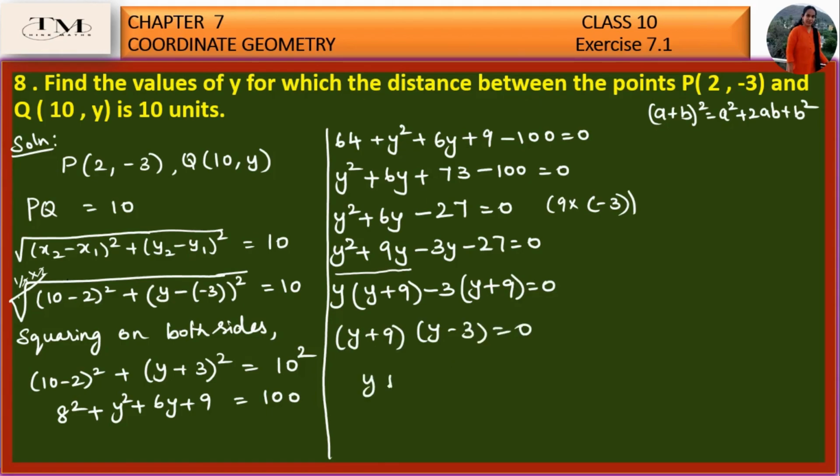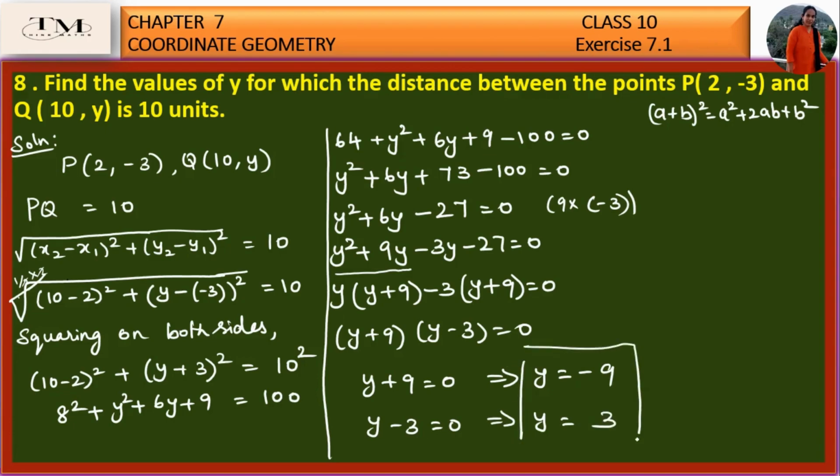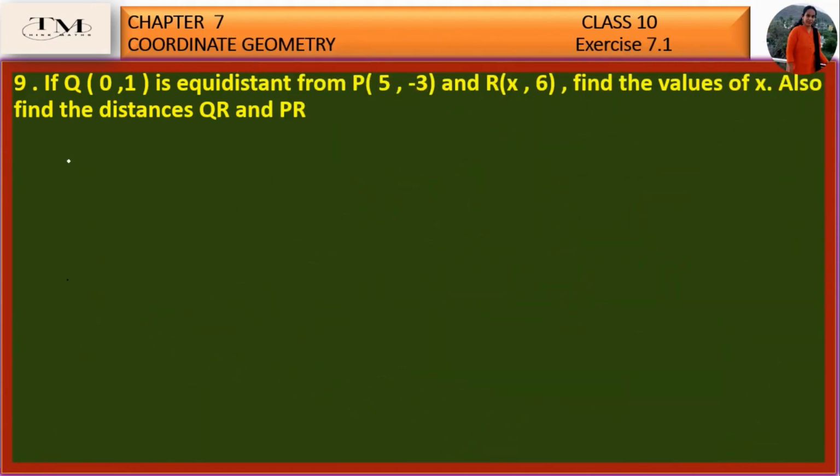So this means y plus 9 is equal to 0, y minus 3 is equal to 0. So y is equal to plus 9 will become minus 9, and y is equal to minus 3 will become plus 3. So these are the solutions. Okay children, for the eighth question, the answer is y is equal to minus 9 and y is equal to 3. I hope you can understand this problem. Moving on to the next question.